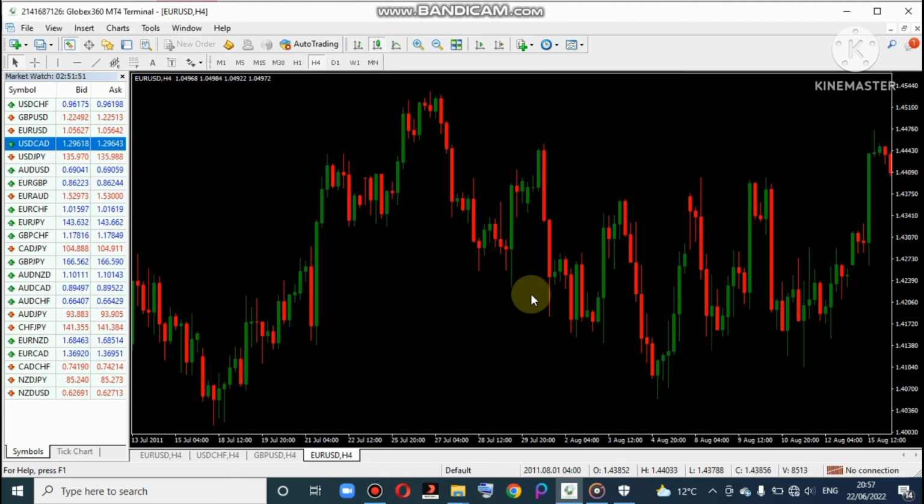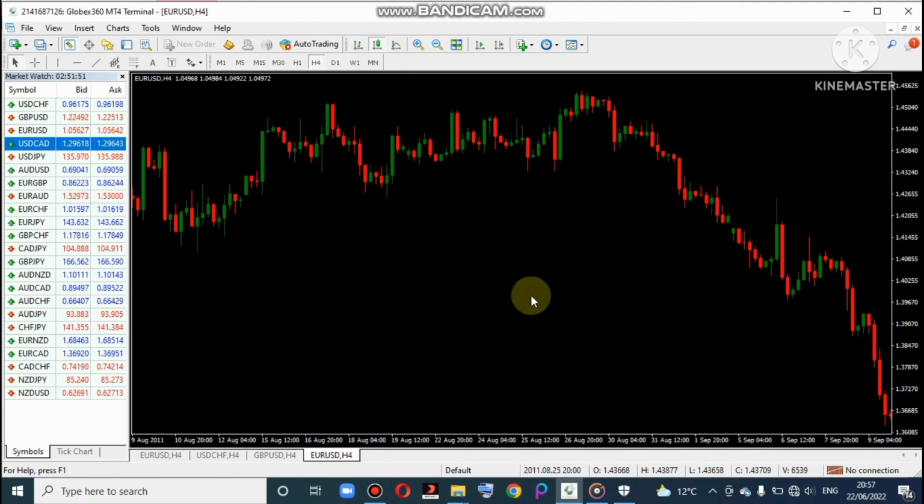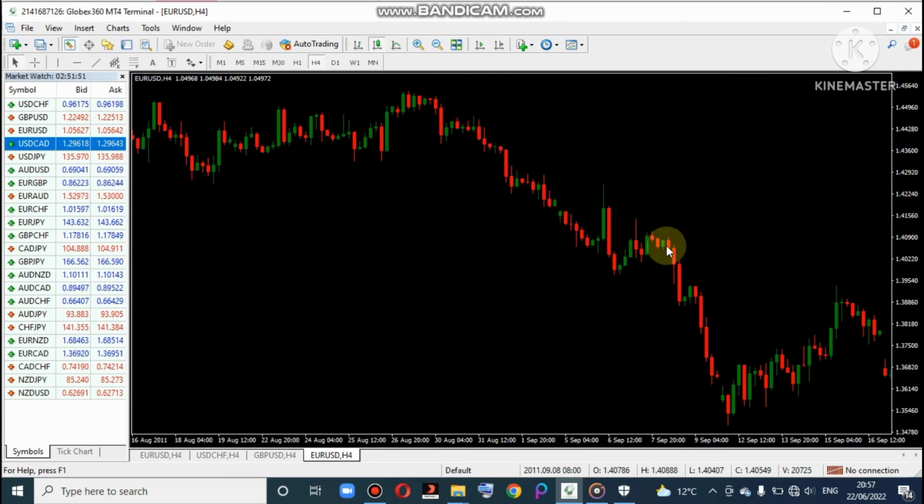But now I think you have a little bit of an understanding of what a drop base drop looks like. This is a drop base drop. See, drop base drop. The price will pause for a minute, then it continues for hours instead.